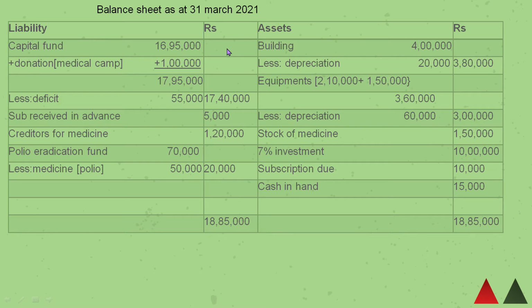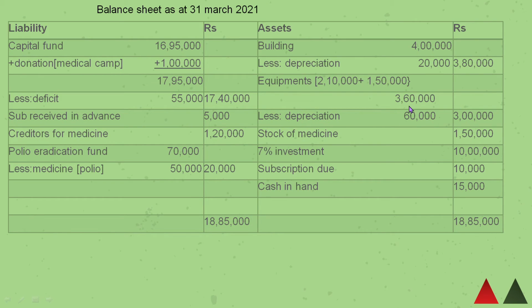We added the capital fund and we added the donation in the capital fund that we received from the medical camp. Now we subtracted the deficit, and we have subscription received in advance, creditors, and polio eradication fund. We were given the polio eradication fund and told that we have purchased medicines for polio. So we are going to subtract medicines from the polio eradication fund and get the remaining amount of polio eradication fund. Now on the asset side we have building, from which we subtracted depreciation to get the amount of building.